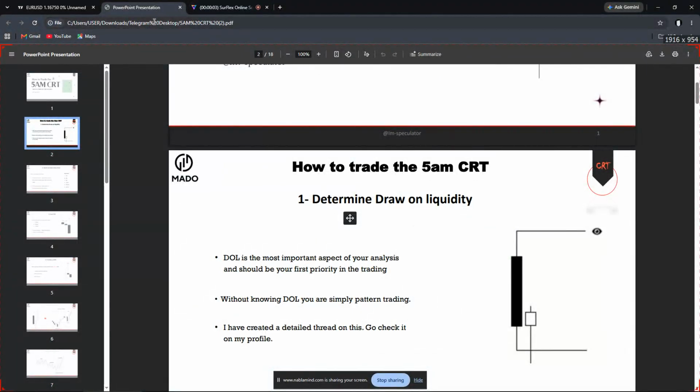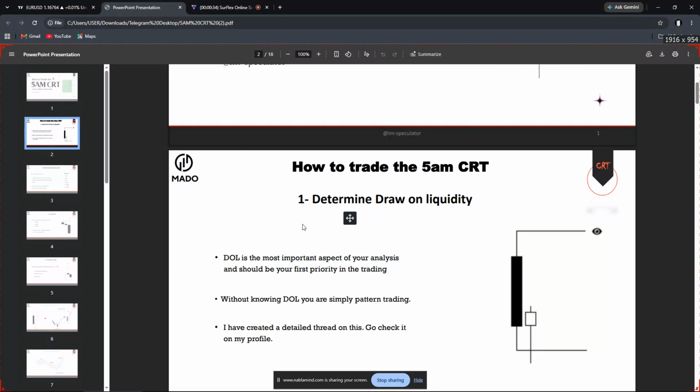In the previous video, we talked about the 1 a.m. CRT, which is the candle that creates our initial range. Today, we are moving to the next phase, which is the 5 a.m. CRT. In this lesson, I will break down what the 5 a.m. candle represents, how it interacts with liquidity, how we build our bias, and how we use it to prepare for the potential move during the New York session. Stay with me, and let's get into this.